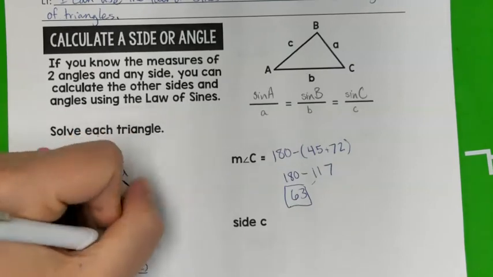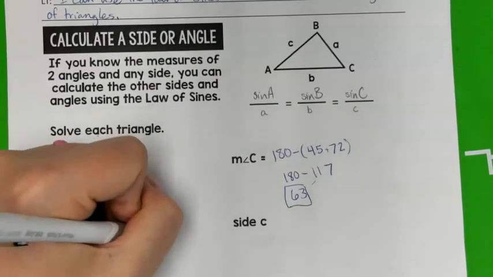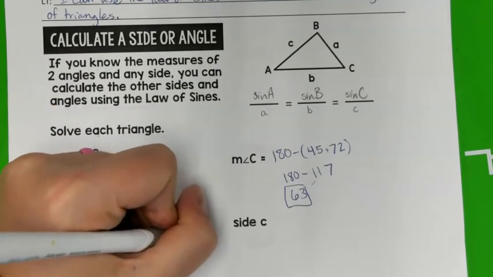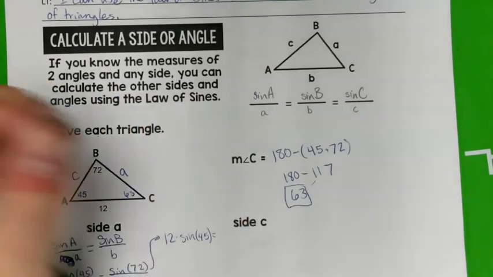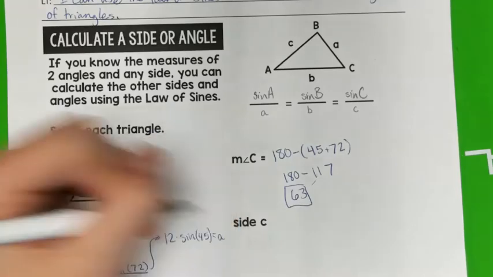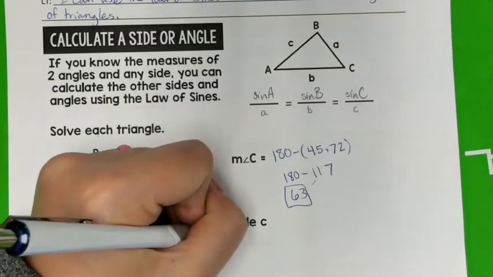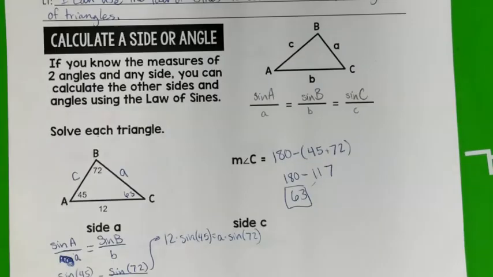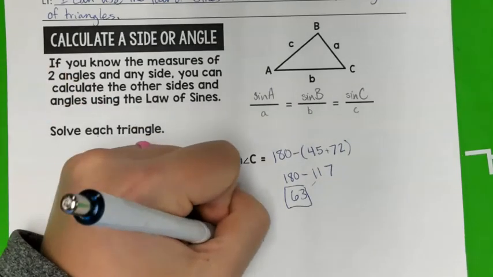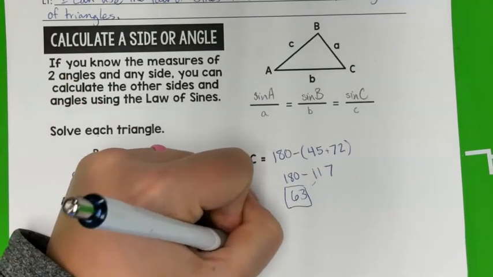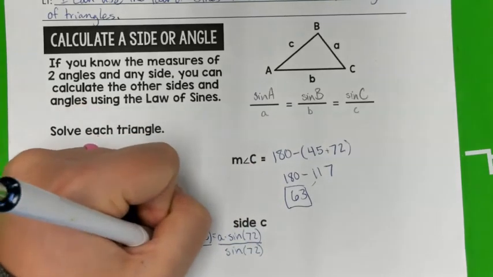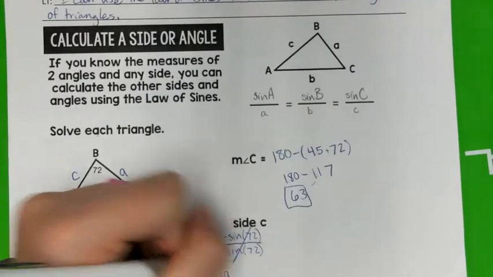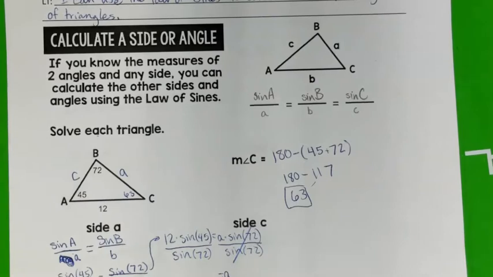When we cross multiply, we will get 12 times sine of 45 is equal to A times sine of 72. Alright, and then ultimately we want to have A all by itself. So we want to divide by sine of 72 on both sides. And A is going to equal whatever this is when we put it in the calculator.